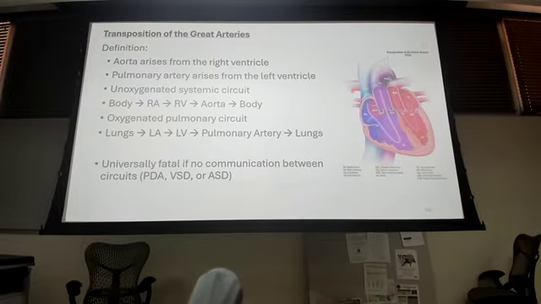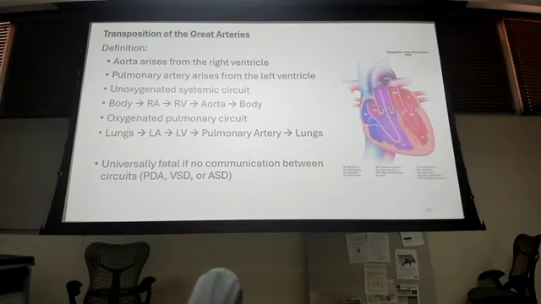Then we talked about transposition of the great arteries, and we talked about how basically the aorta outflow and the pulmonary artery outflow are just swapped. So now you have two distinct circuits where you have the deoxygenated blood coming up from the veins that is then sent out from the right ventricle into the aorta, so that never becomes oxygenated.